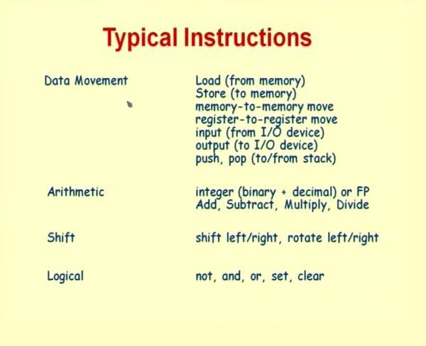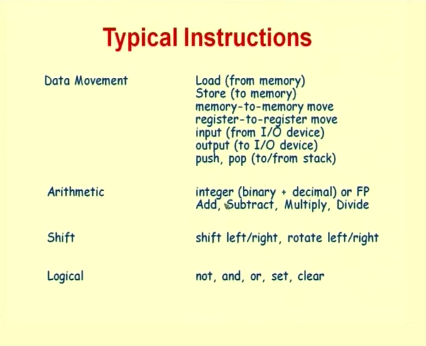For data movement instructions, we normally have load and store. A load instruction is used to get data from memory to a register. Store is used to move data from a register to memory. Then you could also have a memory to memory move, a register to register move, and you can have an input or an output operation. An input instruction moves data from an IO device to a register or memory, and similarly an output instruction moves data from a register or memory location to an output device. Similarly, we have push and pop instructions which are used to move data to the stack or from the stack. So, these are examples of data movement instructions.